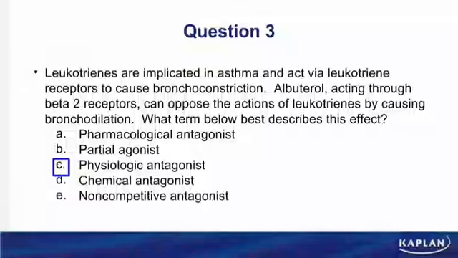Remember, if it was chemical, chemical means that leukotrienes and albuterol actually bind to each other, and we know that that's not true. If it was pharmacologic, that means that leukotrienes and albuterol would be working on the same receptor, and we know that that is also not true.